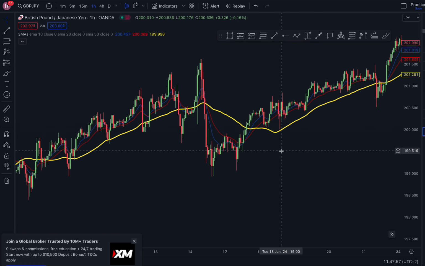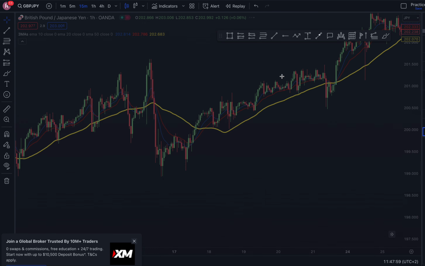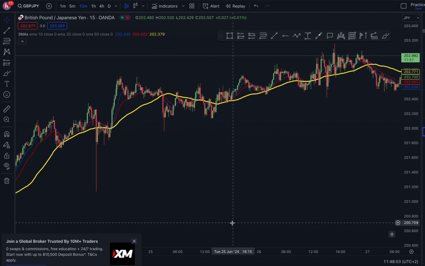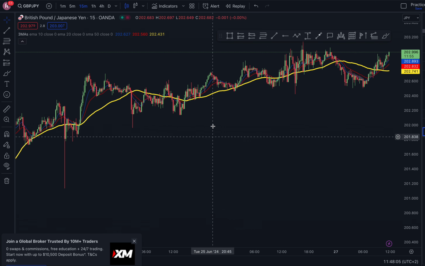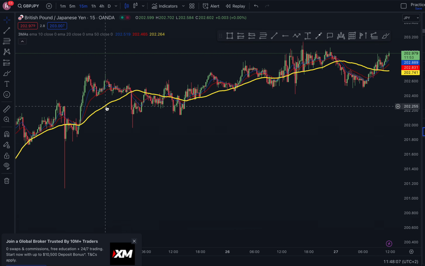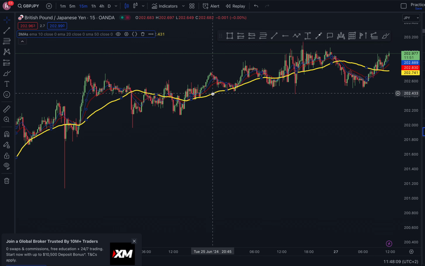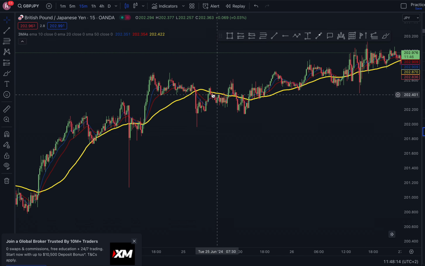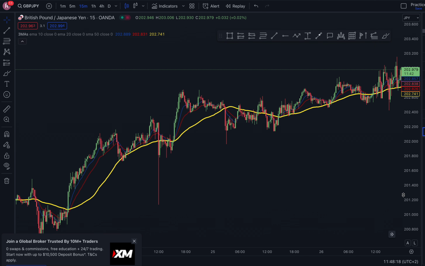So this is quite a smaller time frame strategy kind of vibe. It is very simple to follow. When the yellow moving average is below the price, you look for buy opportunities, and when the yellow indicator is above the price, you look for sell opportunities. It's a very simple three-step process.